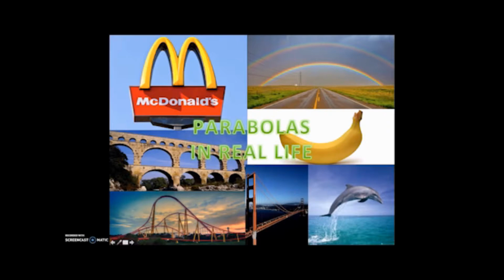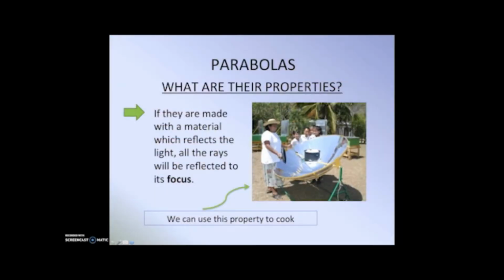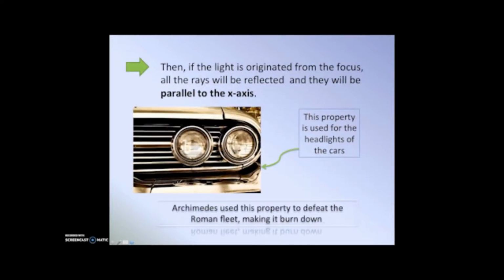Bananas. The banana is a parabola opening upwards. We can find parabolas in nature as well, because the waves are parabolas that open downwards. We can also see that parabola has many practical functions. For example, there is a way to cook using the parabola. The headlights of a car use as well the property of the parabola, which permits them to reflect the rays parallel to the x-axis. This every time if the parabola is made of material which reflects light.